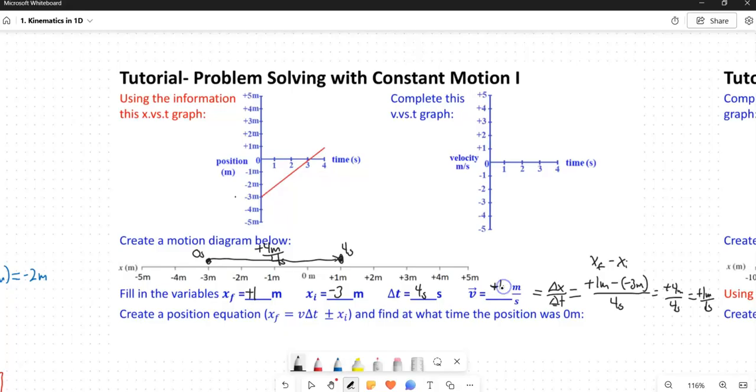I'm going to just put the final answer here. So that's just positive 1 meter for every 1 second. So positive 1. All right.